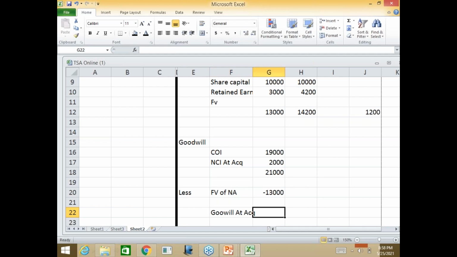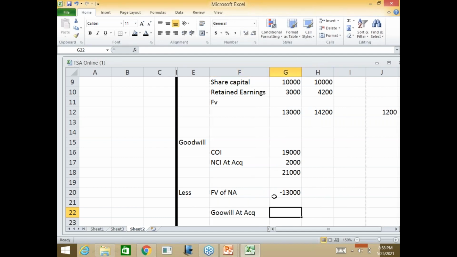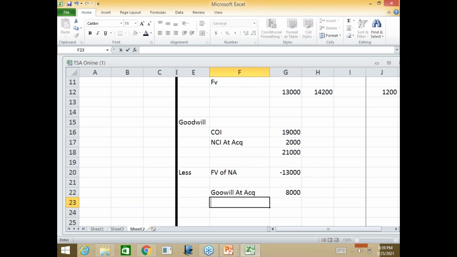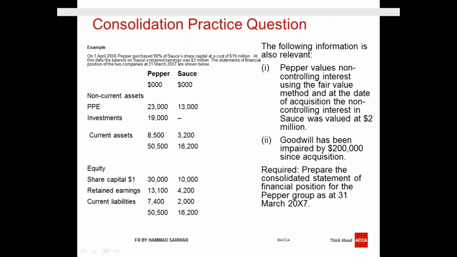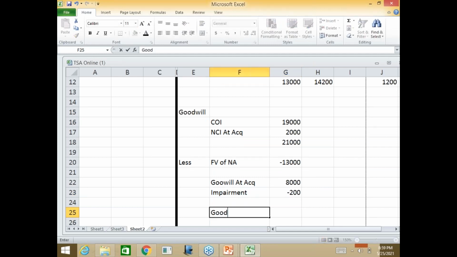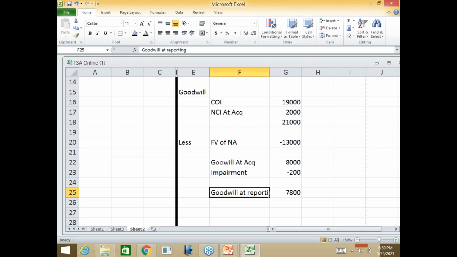So I'm just trying to solve this question in front of you to give you an example of how in the examination you should respond to the question. Otherwise, you'll be losing your marks and you will not be able to complete the papers in the given time. The impairment is 200. The goodwill at reporting will be the difference between these two figures, 7,800.